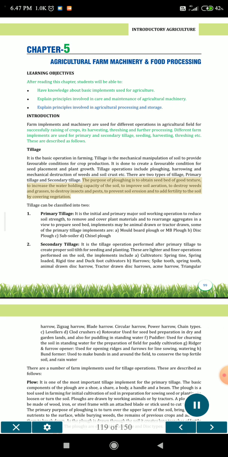The purpose of plowing is to obtain seedbed of good texture, to increase the water holding capacity of the soil, to improve soil aeration, to destroy weeds and grasses, to destroy insects and pests, to prevent soil erosion and to add fertility to the soil by covering vegetation. Tillage can be classified into two.